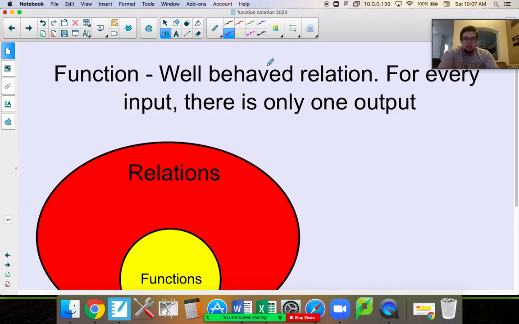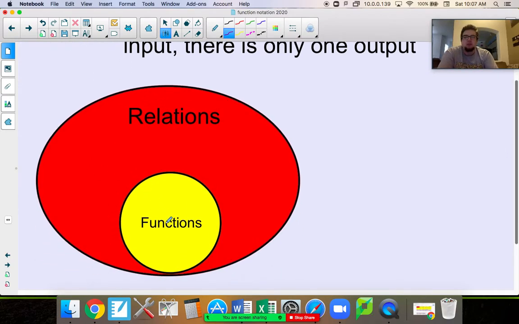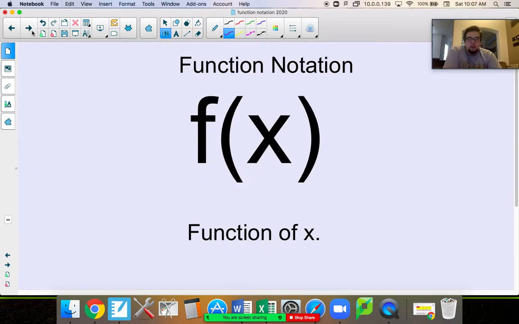So you can kind of see by this diagram that I have here that every function is a relation, but not all relations are functions. We like to use function notation when we talk about our functions. That way it helps us know inputs and outputs without having to list extra information. This symbol here is pronounced f of x, and that's short for function of x.